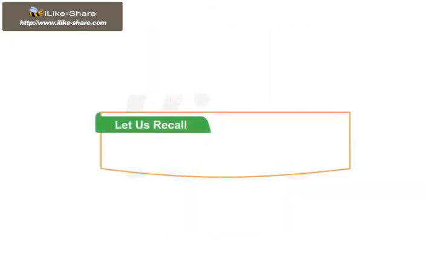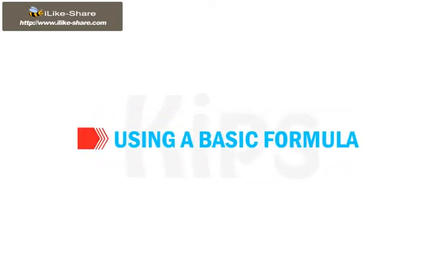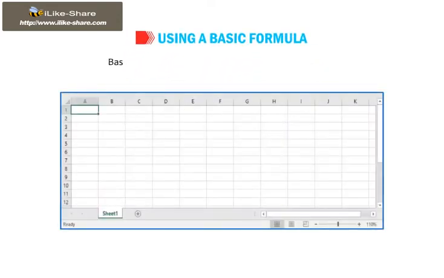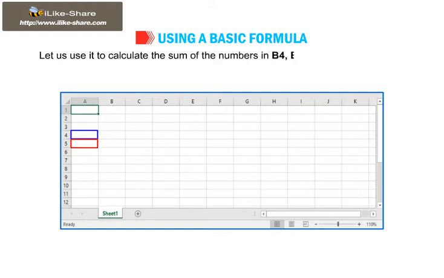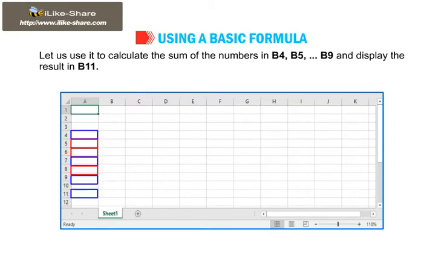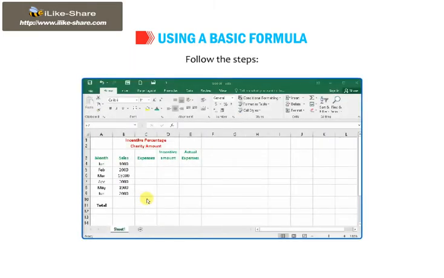Students, quickly recall, in Microsoft Excel how do we define formulas? Now let me tell you how to use a basic formula. A basic formula involves only one type of operator in it. Let us use it to calculate the sum of the numbers in B4, B5 till B9 and display the result in B11. Follow the steps.